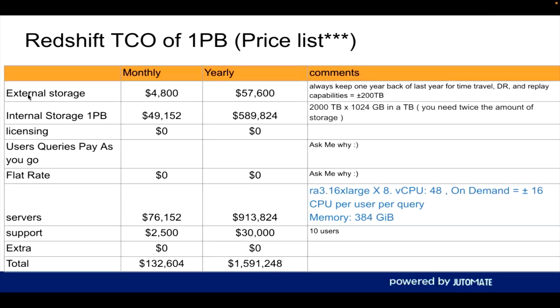Essentially, when you upload, given our use case, we are uploading the data to S3, and it's about 200 terabytes compressed, so it will be about $4,800, which stands for about $60K yearly. We're going to need internal storage of 1 petabyte, which is essentially 2 petabytes, as we mentioned. And that would cost you an additional $600K.